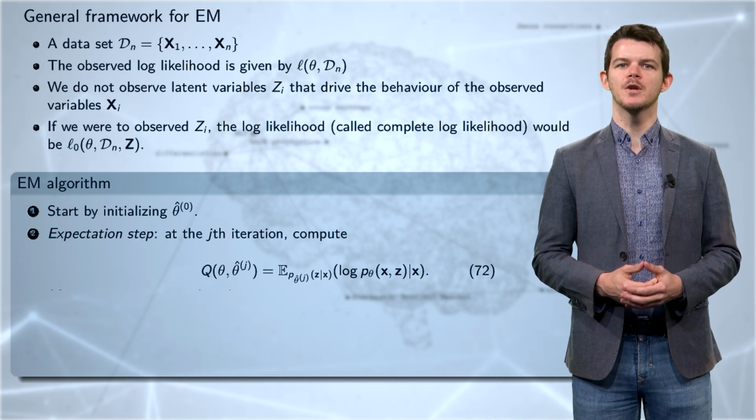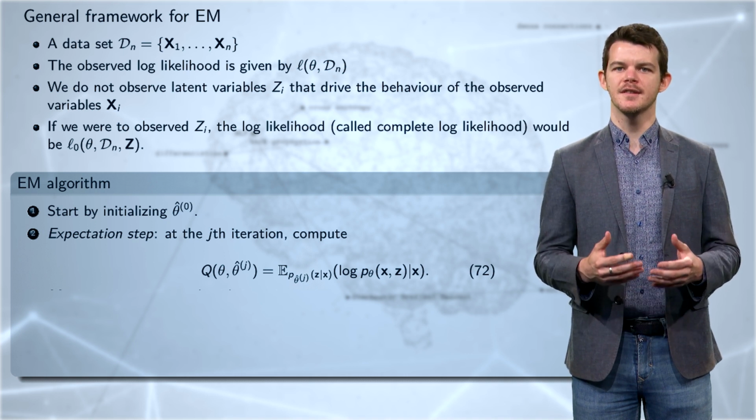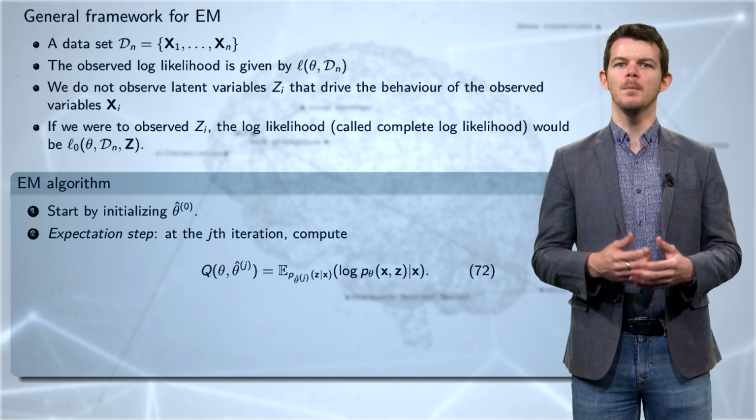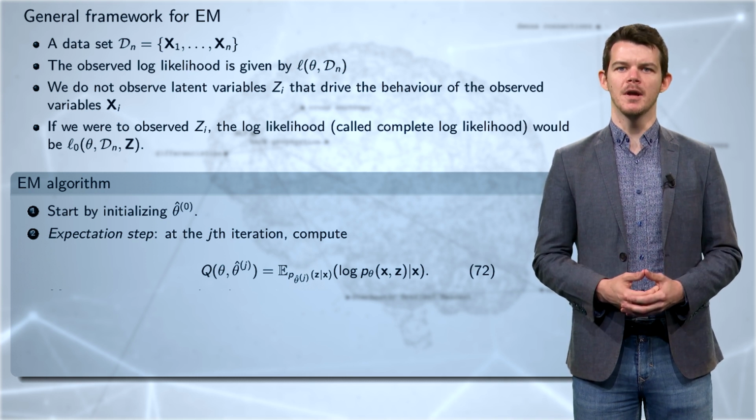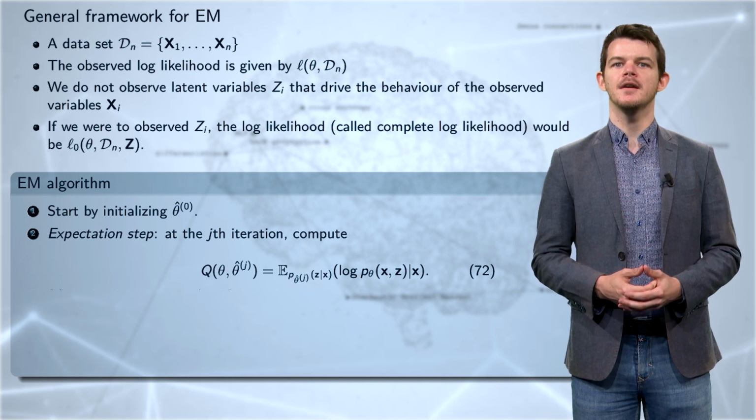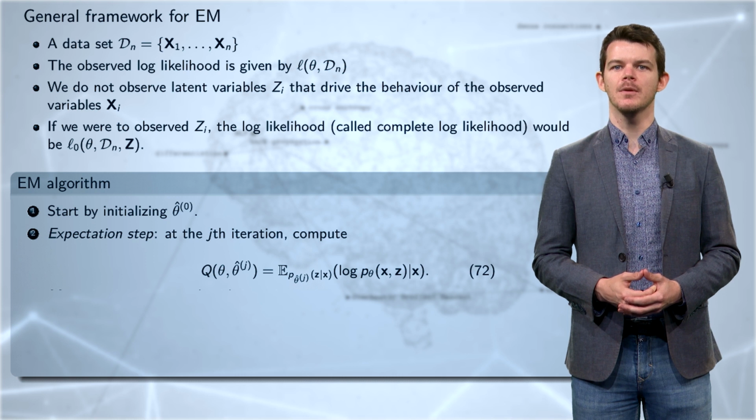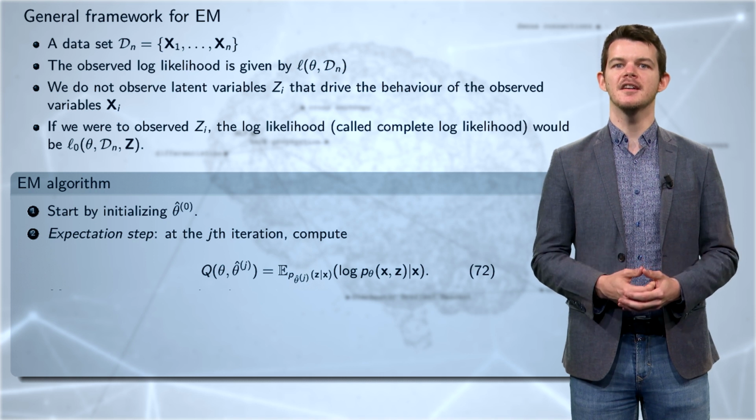This is exactly what we have written before in our Gaussian example. We have computed the complete log likelihood of the problem and we have replaced the latent variable by their expected value. Since in our example the likelihood was linear in the latent variable, taking the expectation of the complete log likelihood is equivalent to replacing latent variables by their expected values.